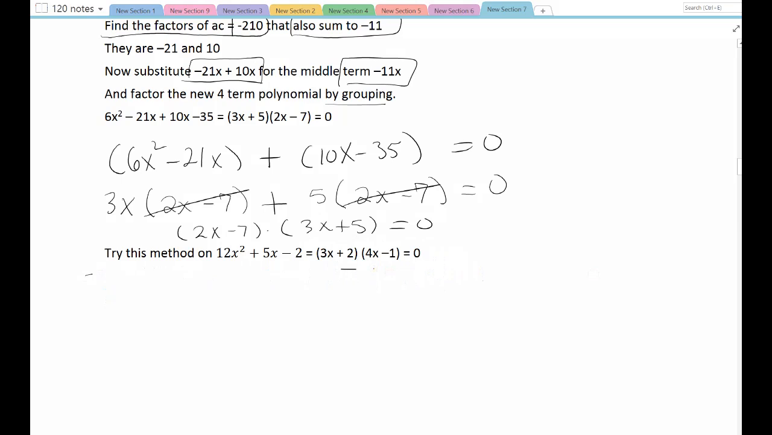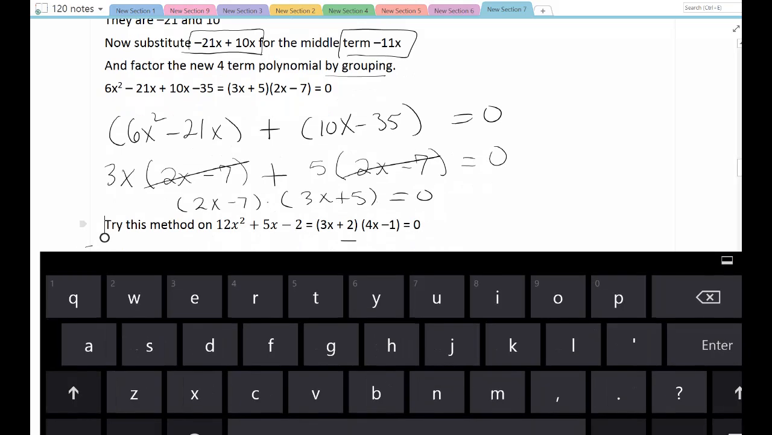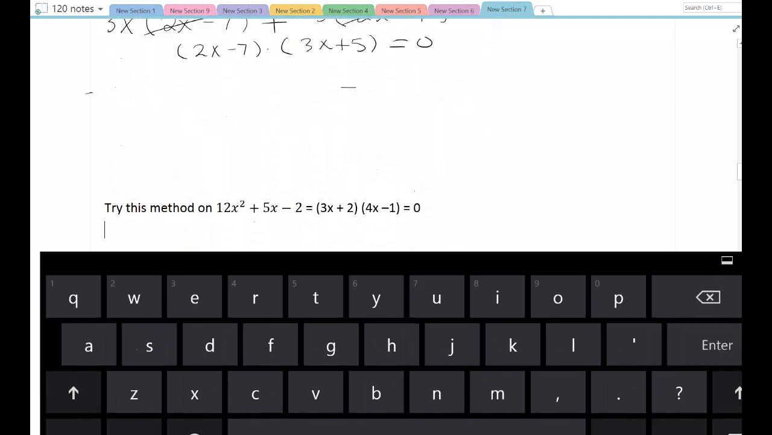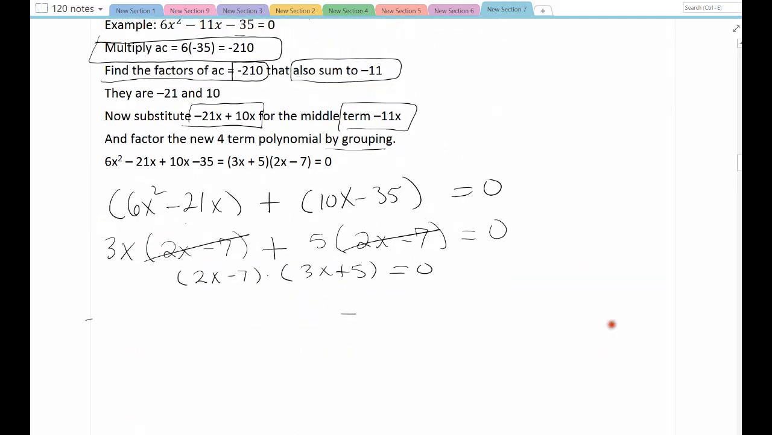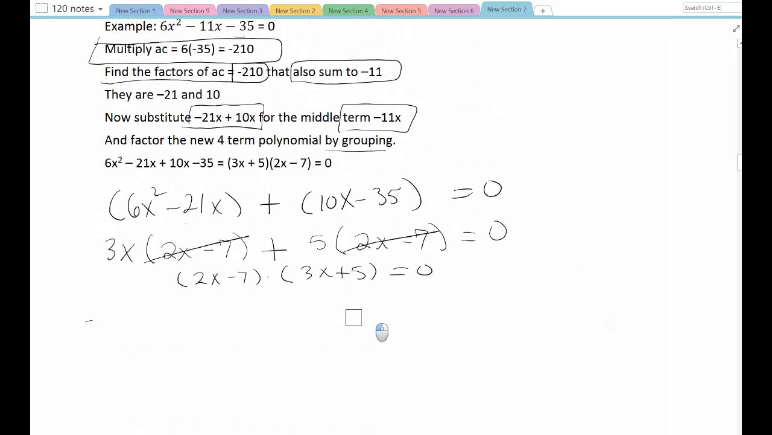Oops, that's the next problem. Give myself a little room to solve that. All right, so I'm ready to solve this.